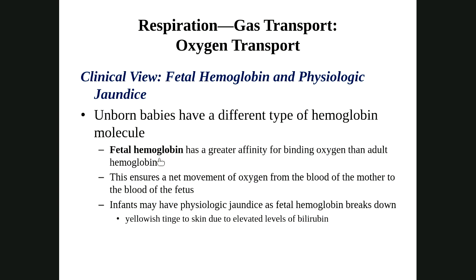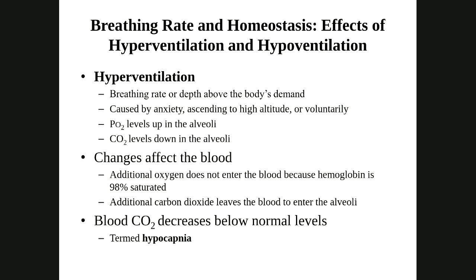So fetal hemoglobin breakdown may have jaundice, right? So yellow tinge to the skin due to the hemoglobin breaking down in infants because it's going to become adult hemoglobin. It's going to change. Hyperventilating is breathing too fast. Whenever you breathe too fast, you're going to get CO2 levels out quicker and you're going to build up O2 levels faster. So we're going to experience hyperventilation whenever we're trying to increase our perfusion, really, right?